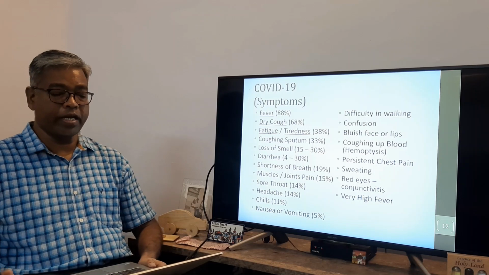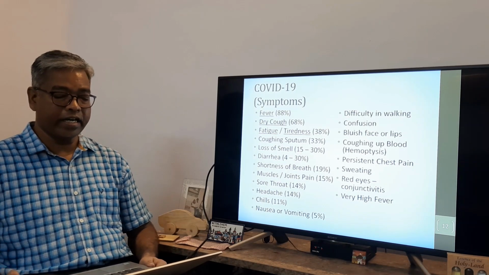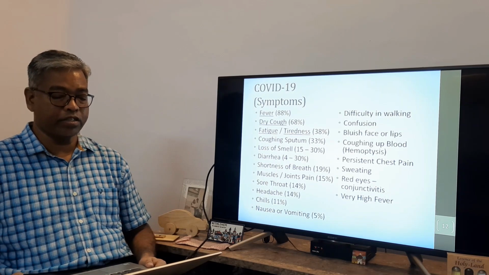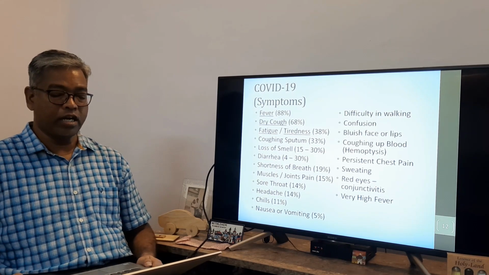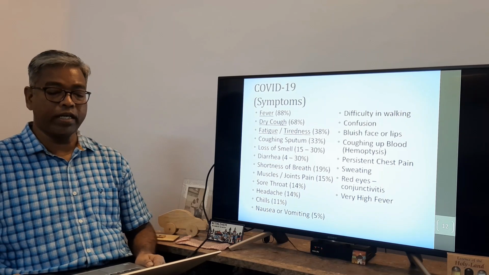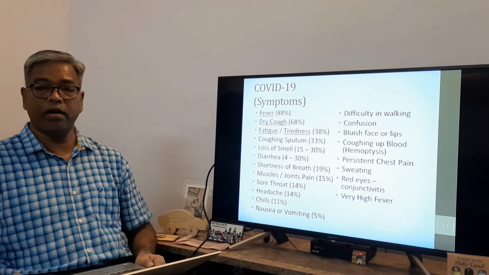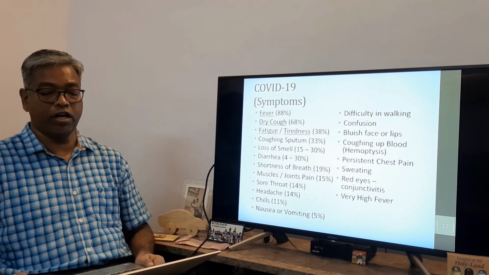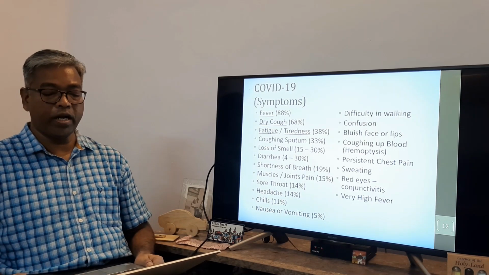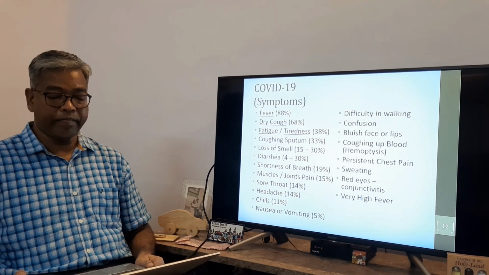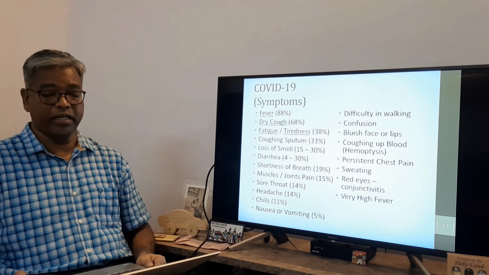There is loss of smell, loss of taste, diarrhea, vomiting, shortness of breath, muscle and joint pains, sore throat, headache, chills, and there may be difficulty in walking, there may be confusion, some bluish face or lips, coughing of blood, persistent chest pain, sweating, red eyes and conjunctivitis.